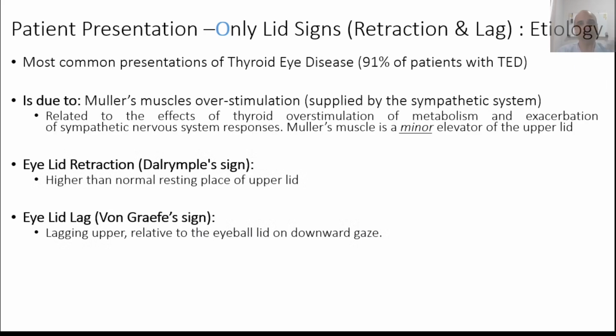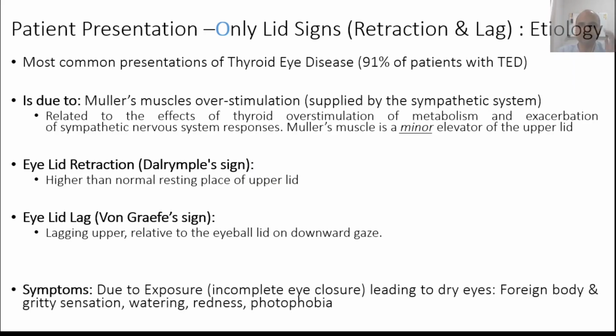So eyelid retraction is simply a higher than normal resting place of the upper lid. It's also called Dalrymple sign. Yeah, I know, but some examiners like this term. Eyelid lag is when you're looking down, the upper lid sort of lags behind the eyeball in rotating downward, simply because the Muller's muscle is not letting the eyelid move downwards. It's overstimulated. That's called the von Graefe's sign.